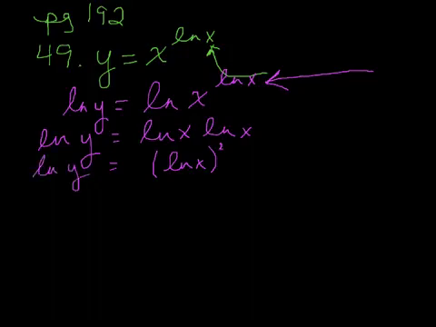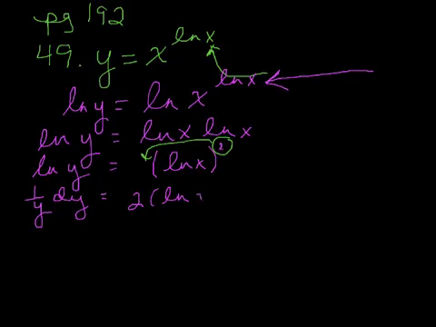That way I don't have to do product rule. I can just do the chain rule. Okay, the left side we get 1 over y dy. The right side we do our regular derivative rules, bring the 2 forward. So we get 2 times natural log of x. And it goes down to natural log of x to the first, so I don't really even need those parentheses.